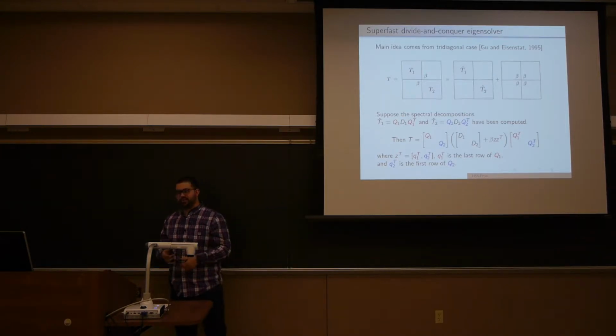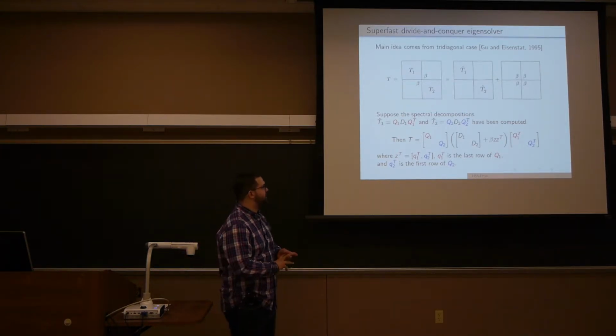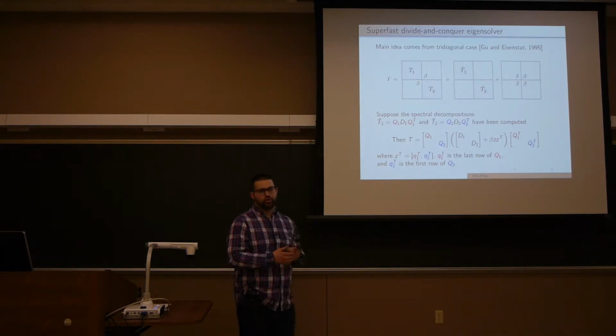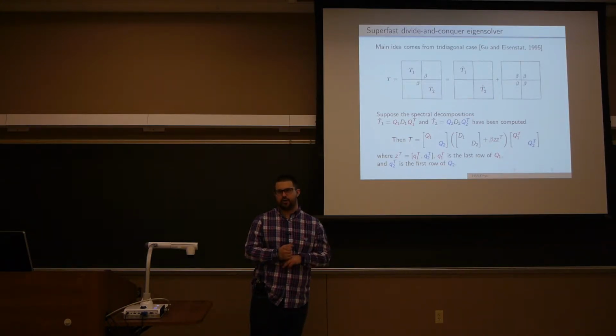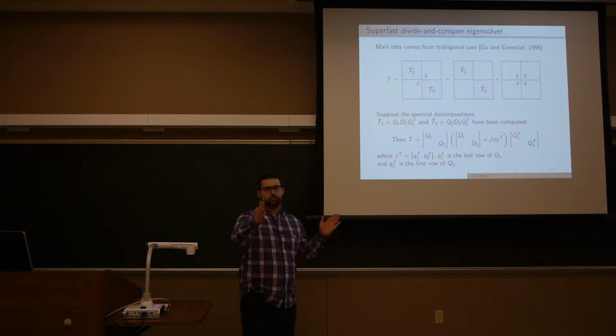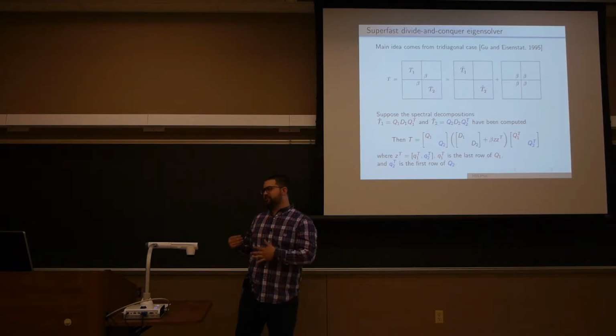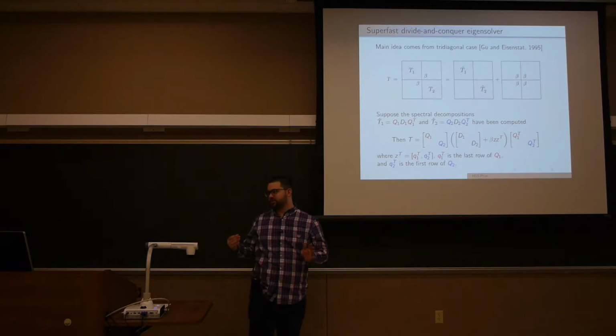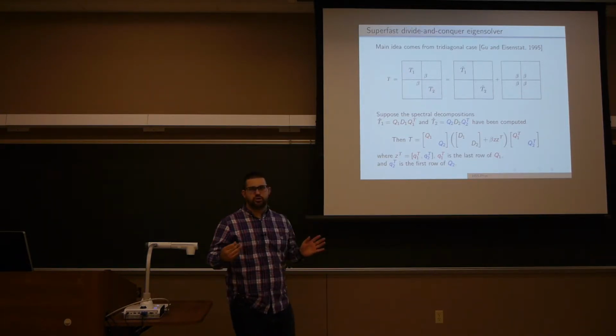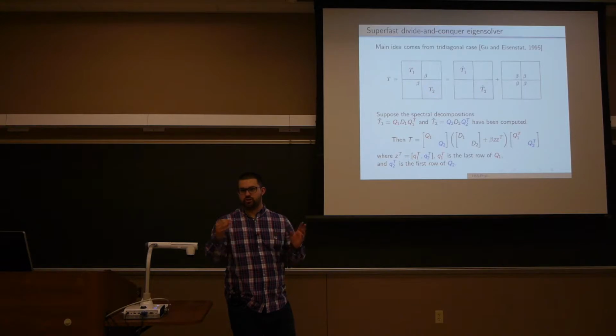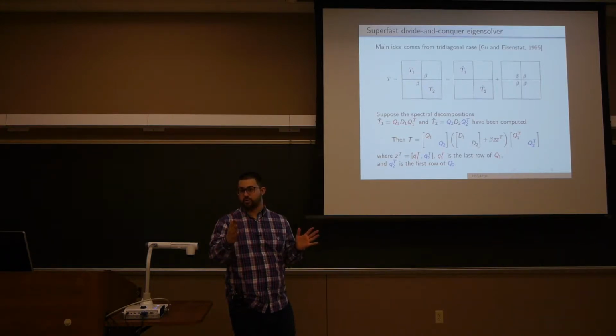This has been known since the 90s. This is Gu and Eisenstat's big thing. This is the workhorse of LAPACK and all the main linear algebra packages. A lot of times they reduce to tridiagonal form and then do this. What my advisor and I have posited is that if the matrix has nice structure, you don't need to reduce to tridiagonal form. You can just do a divide and conquer directly on the entire matrix.